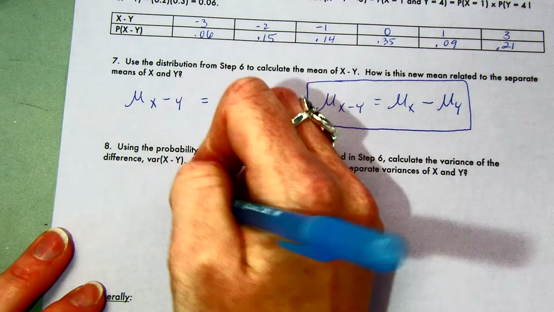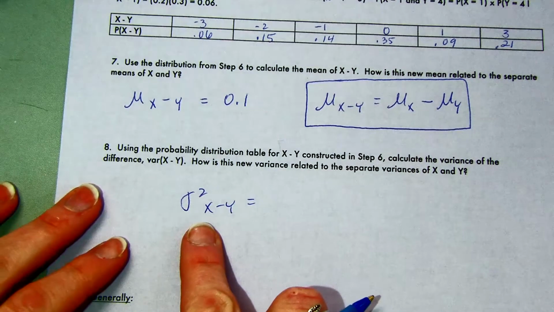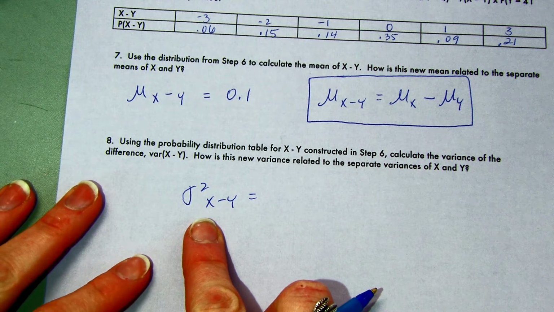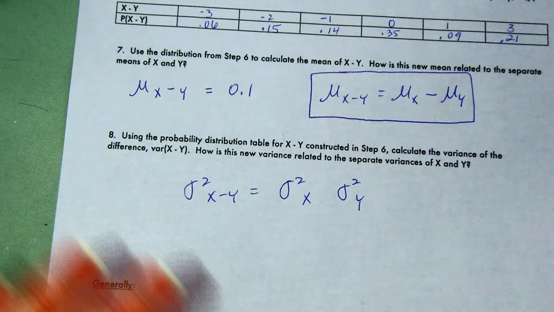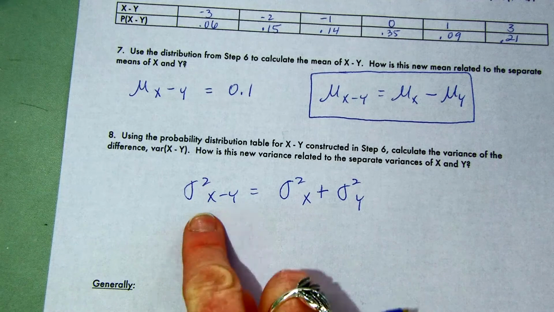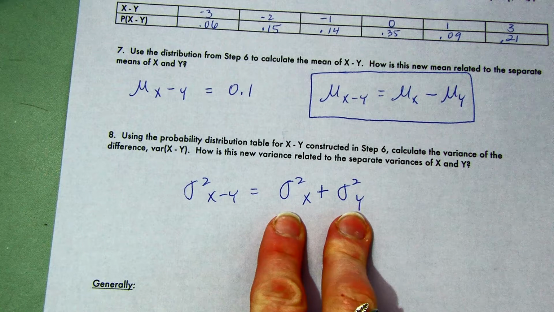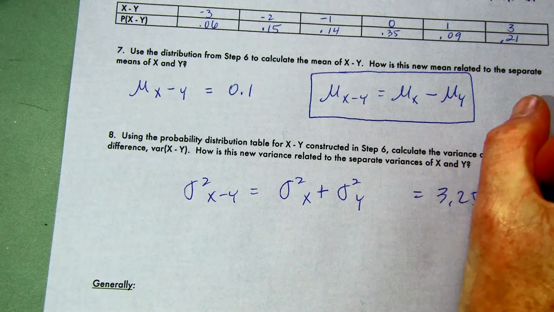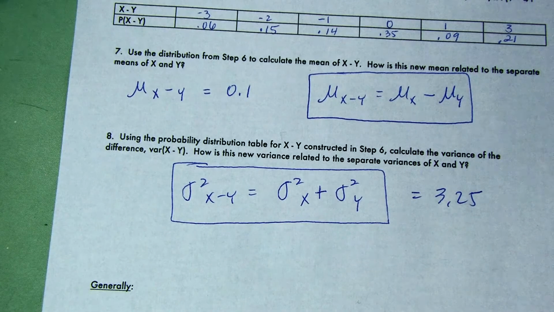Now we would love to say that the variance of x minus y is equal to the variance of x minus the variance of y. But that's not true. Regardless of if you add or subtract the random variables, you always add the variances separately. This would be equal to 3.25. So the variance doesn't change from x plus y to x minus y.